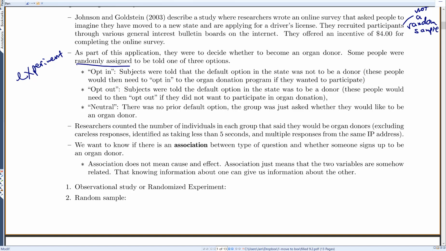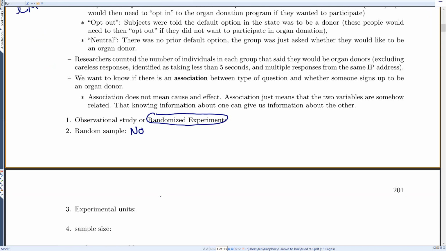We want to know if there's an association between type of question and whether someone signs up to be an organ donor. Now, let's remember from chapter 6, association does not mean cause and effect. Association just means that the two variables are somehow related, that knowing information about one can give us information about the other. So first of all, is it an observational study or a randomized experiment? Well, we already figured out it's an experiment, and it was not a random sample.